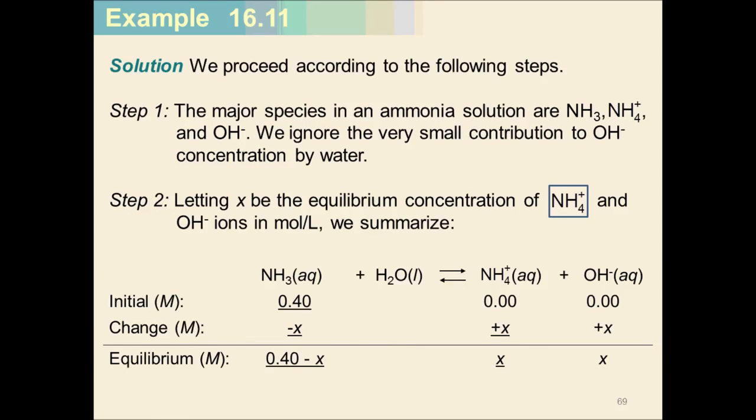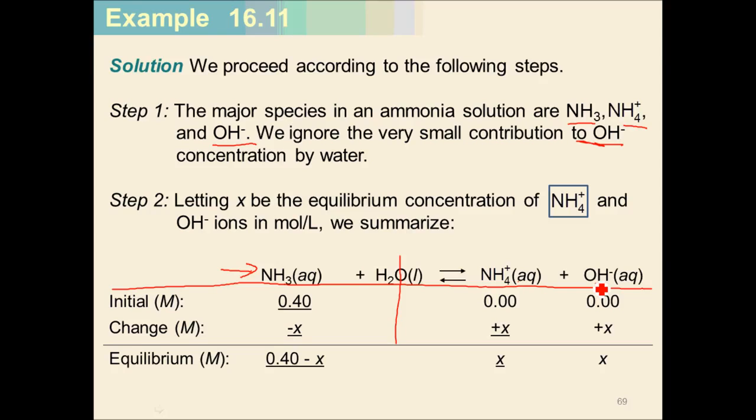On slide 69, our solution then, step one, the major species again were ammonia, ammonium, and the hydroxide ion. We ignore the very small contribution to hydroxide ion concentration of water. So here's your reaction. Line 1 of your ICE table is going to be ammonia plus the water, which we're going to ignore, so you don't even need it, yields the ammonium ion and hydroxide.